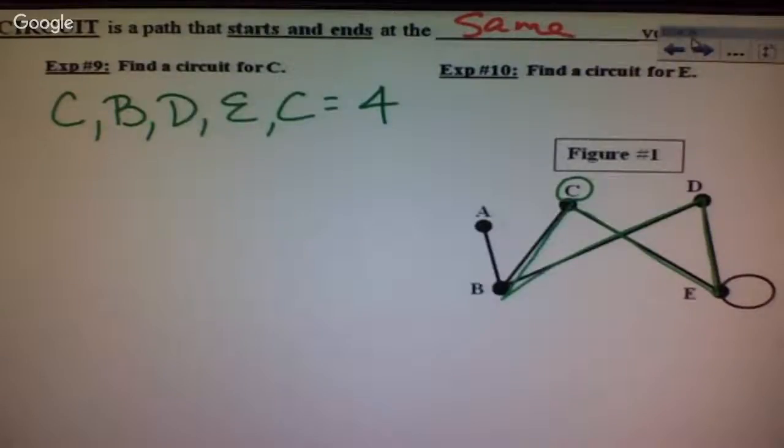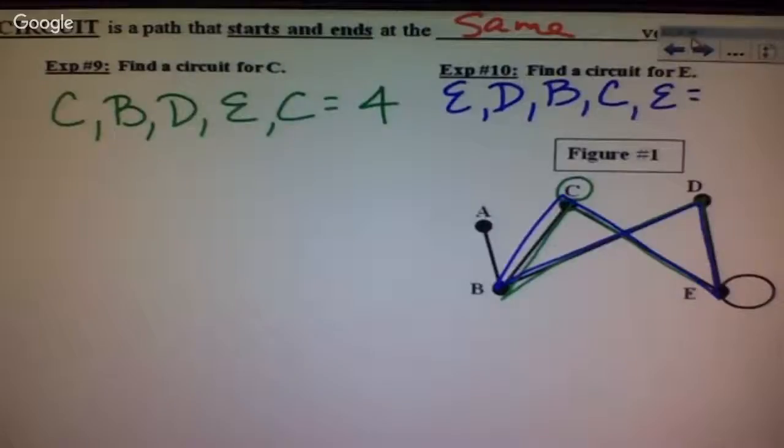Find a circuit for E. E to D, D to B, B to C, and back to E. Length of what? 4. Anybody have another circuit for E?